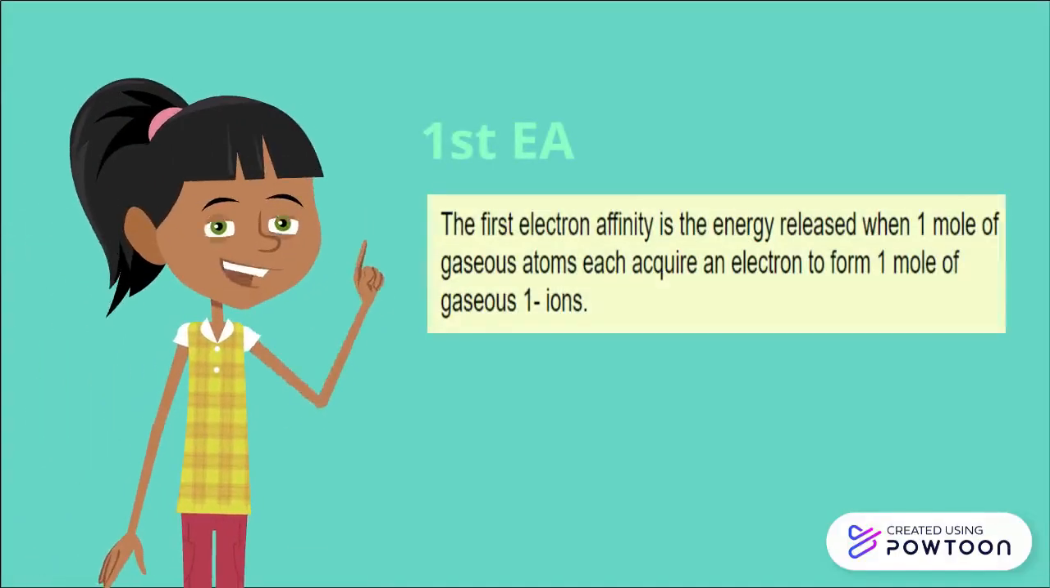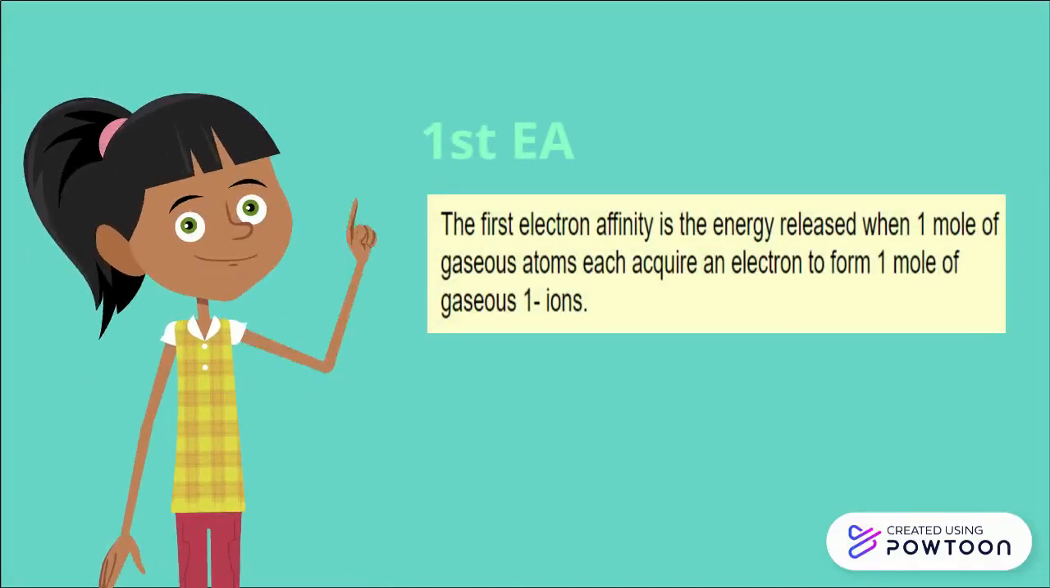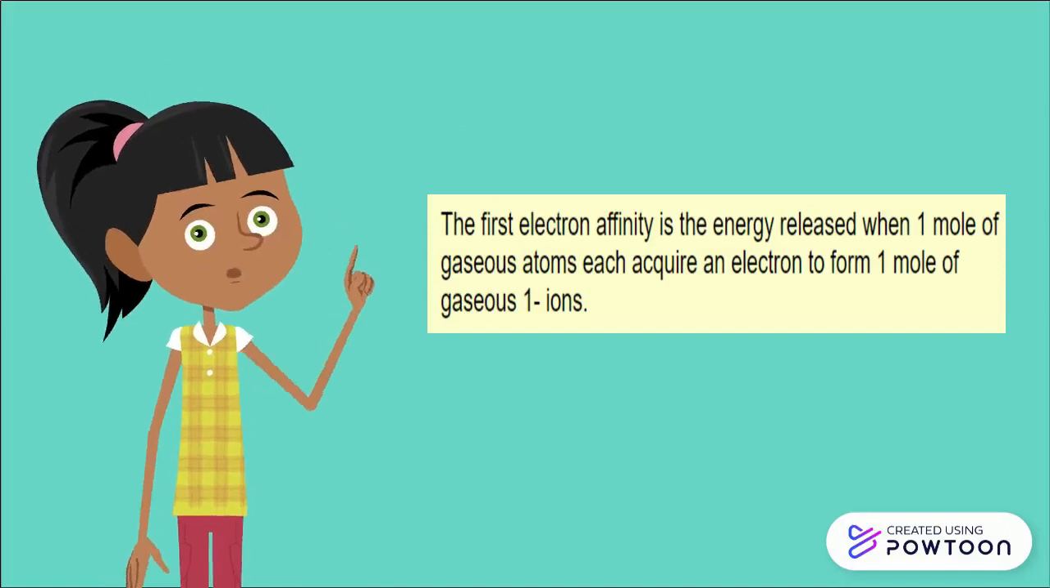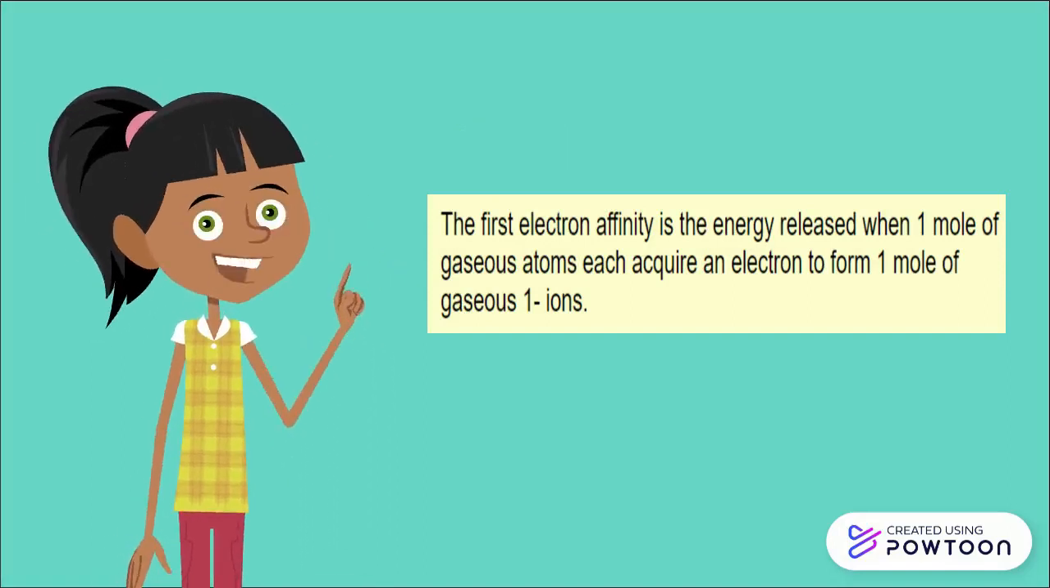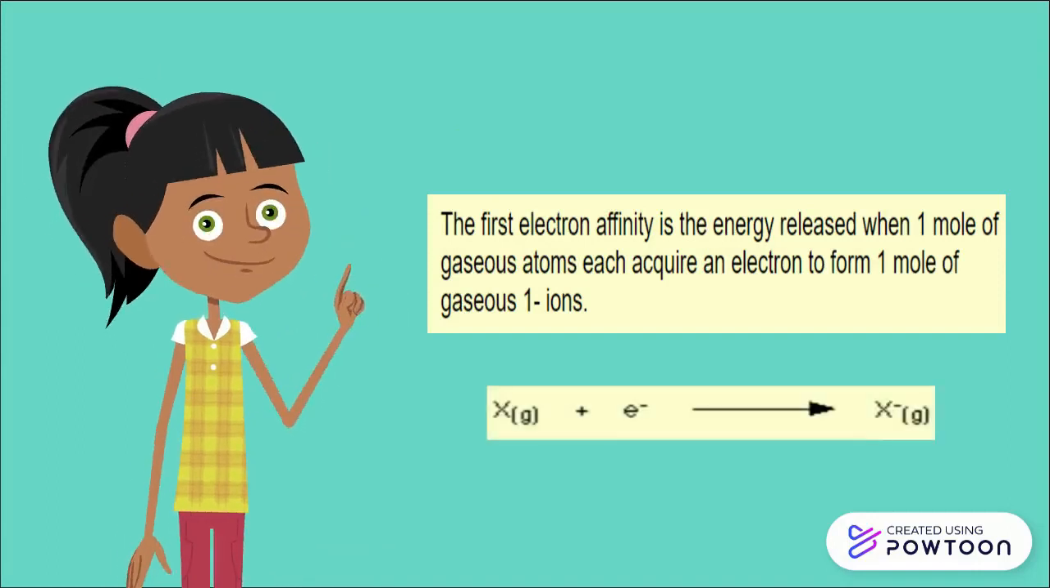Next, the first electron affinity is the energy released when 1 mole of gaseous atoms each acquire an electron to form 1 mole of gaseous negative 1 ions. For example, X atom receives an electron to form X negative 1 ion.